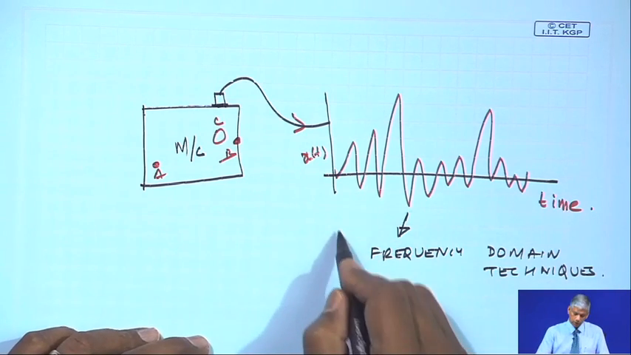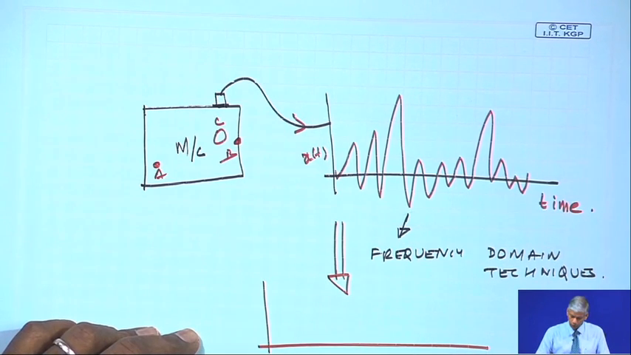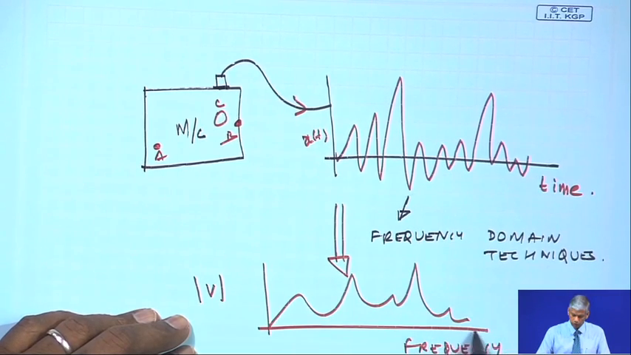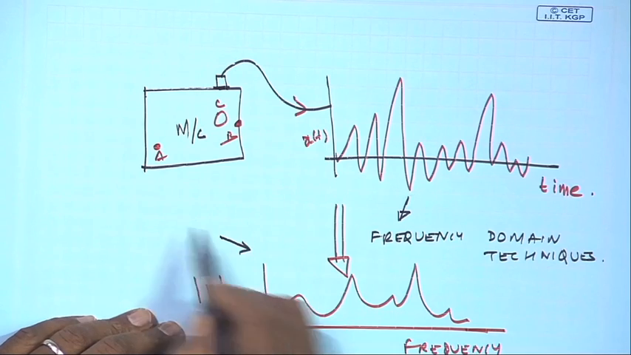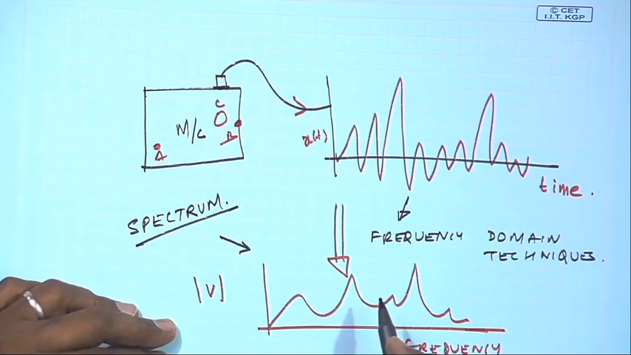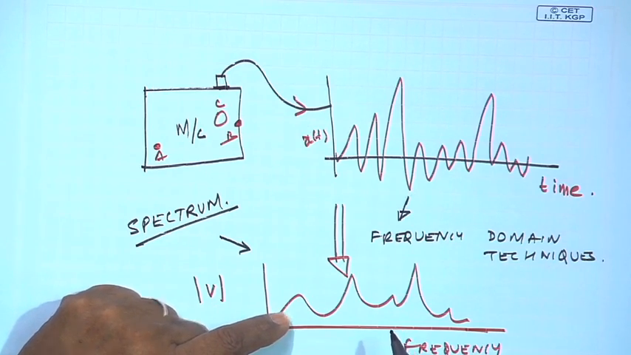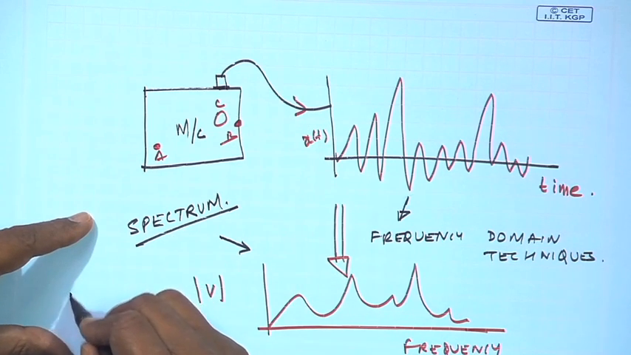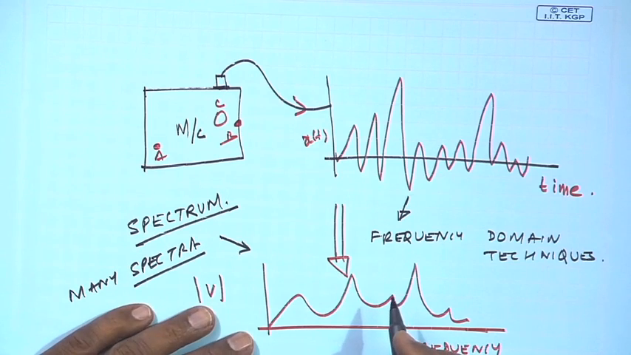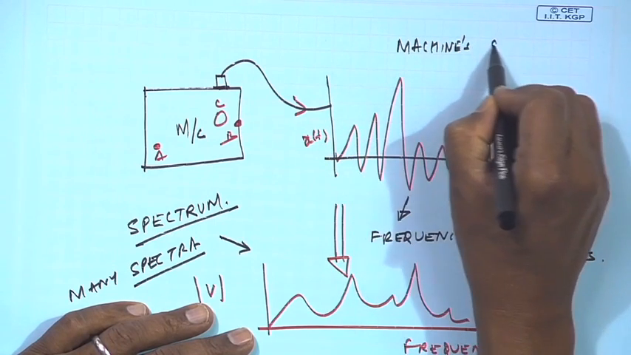By the way, if I convert this into some frequency domain signature, this is my frequency axis and this is the amplitude as a function of frequency. So, I get some magnitude. This plot is known as a spectrum. When I say vibration spectrum, that means the vibration signal which has been measured, its frequency domain representation is known as the vibration spectrum. So, one spectrum, many spectra. This vibration spectrum or spectra contributes to what is known as the machine's signature.